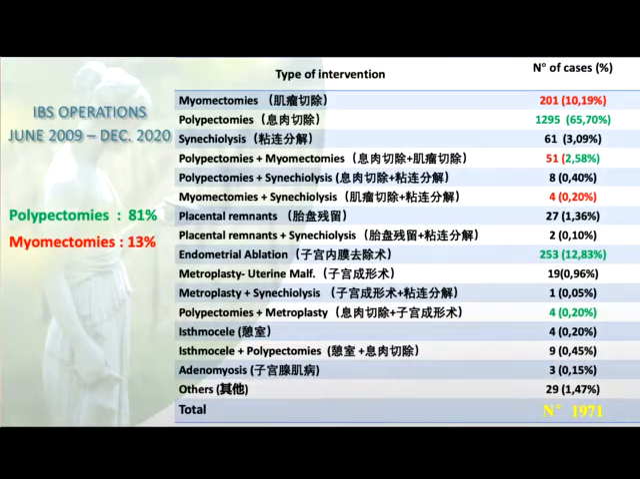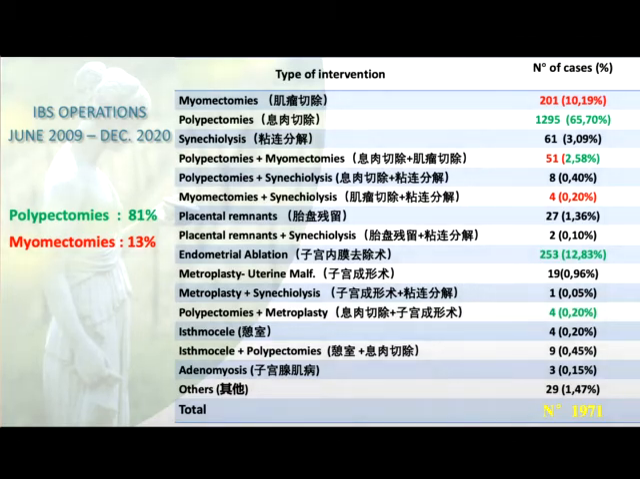These are all the types of intervention we have made since I started to develop the shaver. As you see, we did almost 2,000 cases, and the majority are benign pathology. 81% are polyps. The rest of the indications are also successfully performed with the shaver in a one-step procedure.